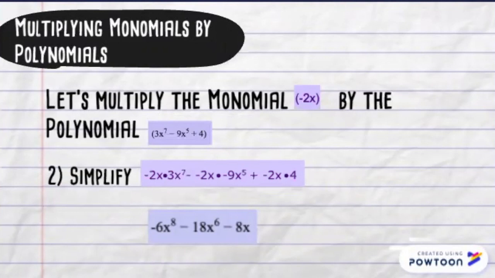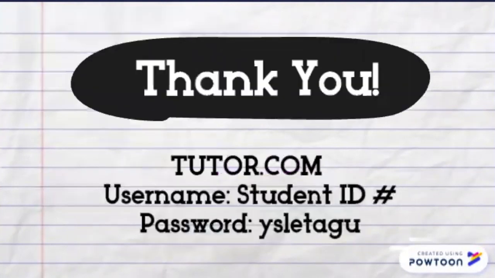And negative 2x times 4 will simply give us negative 8x, because negative 2 times 4 is negative 8. And since there's no other variable besides x, it will simply stay as x. So you should end up with negative 6x to the 8th power minus 18x to the 6th power minus 8x. And that is your final answer. And that concludes our tutorial.